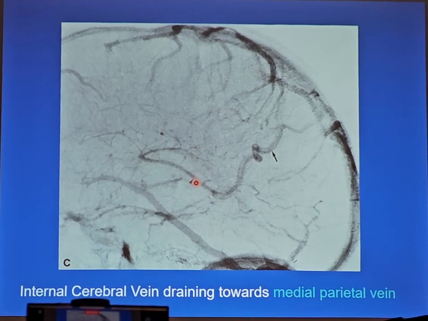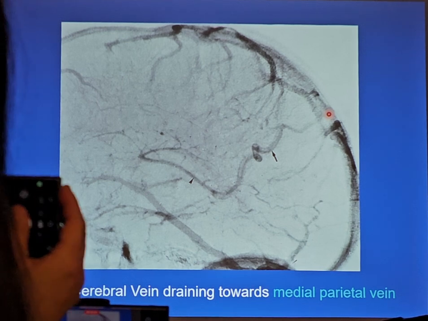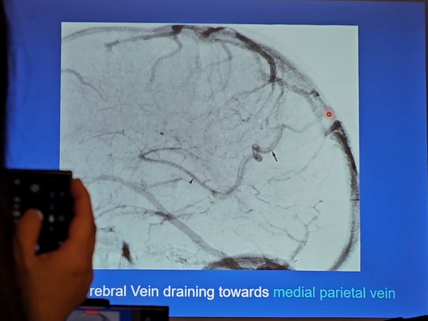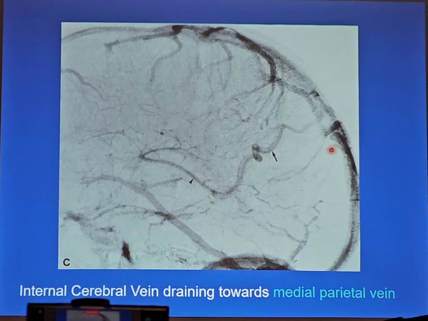Here the internal cerebral vein is draining into a parietal vein, a medial parietal vein, and out towards the superior sagittal sinus. So there's a variability in the outflow and the way the internal cerebral vein, and consequently the deep venous system, can drain, and you should be aware of that.